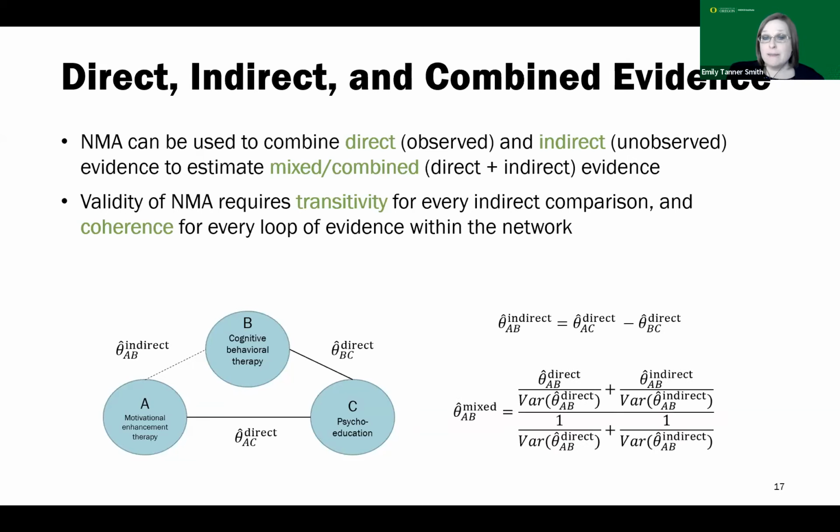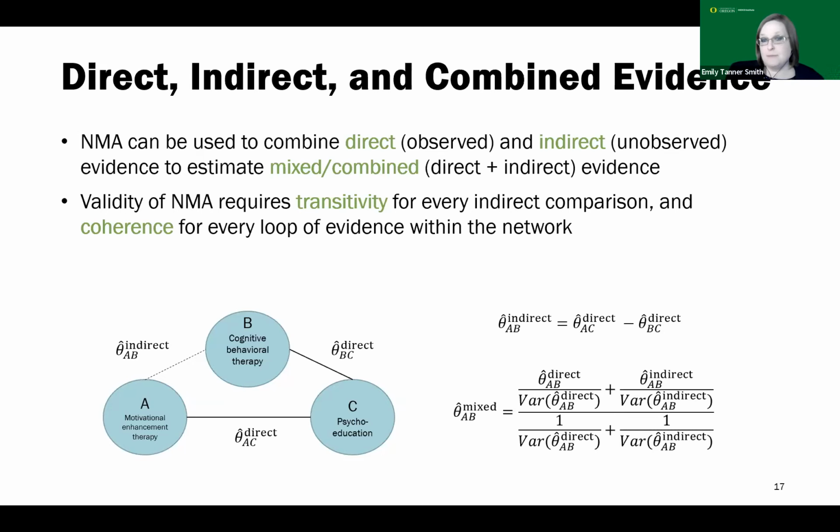Now, NMA models allow you to then combine the direct and indirect evidence for a given pair of interventions to obtain mixed or combined evidence about that contrast. And so in this very simple example, we could calculate that mixed evidence simply as the inverse variance weighted average of the available direct and indirect summary estimates.